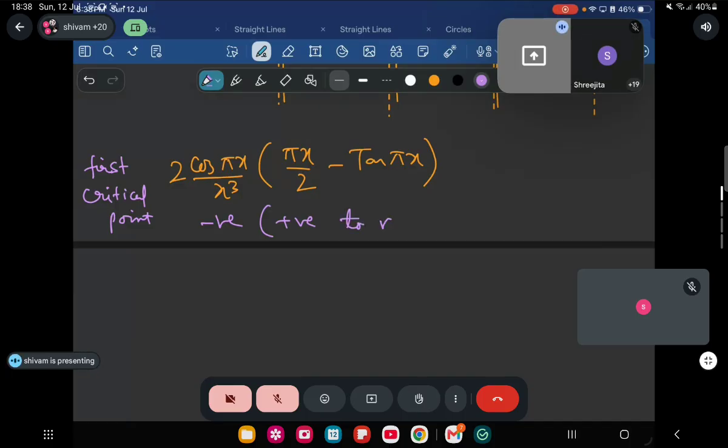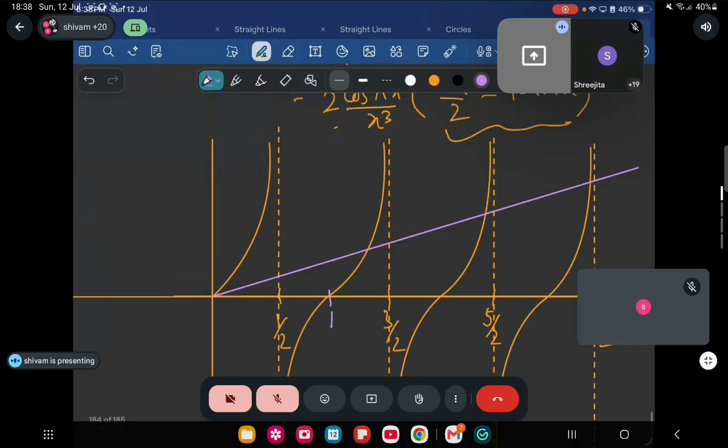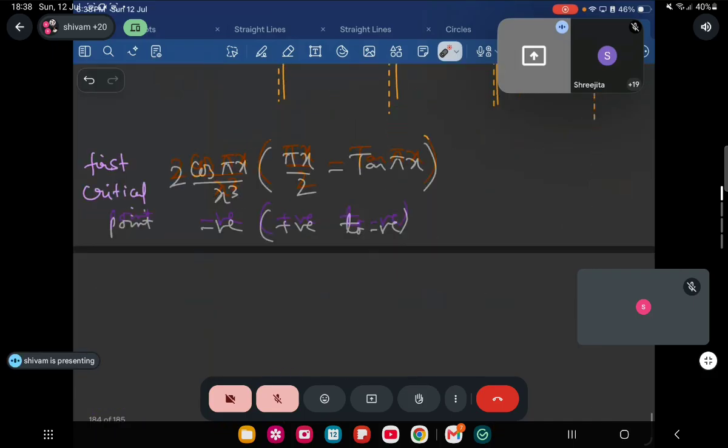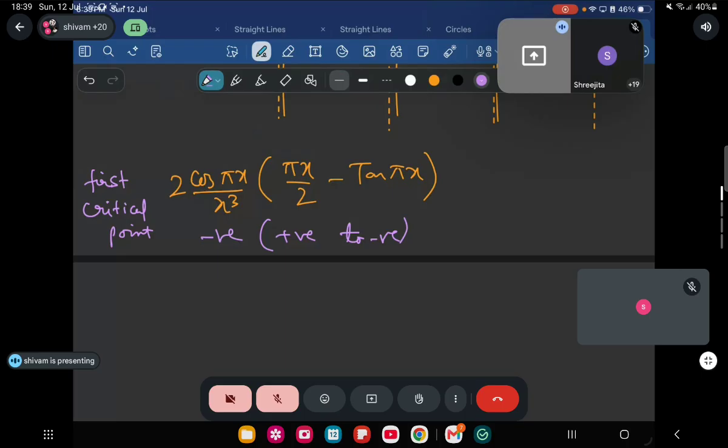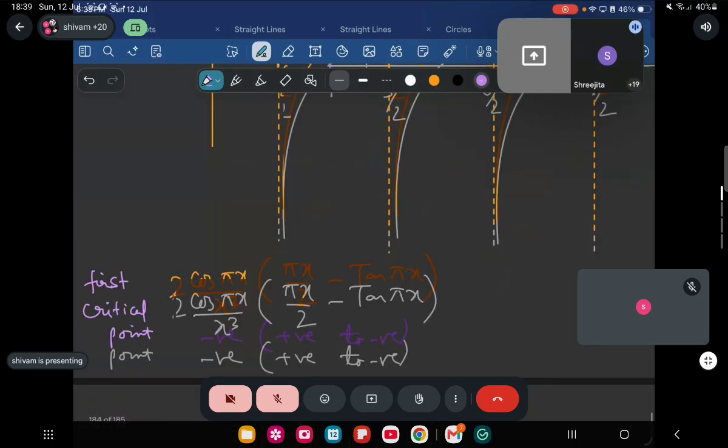Did you understand? See, when you move from left to right at this point, can you see that tan pi x is below and pi x by 2 is above? So pi x by 2 minus tan pi x will be positive on the left hand side of this point and it will be negative on the right hand side of this point. So this particular factor changes from positive to negative around the first point. Are you getting?